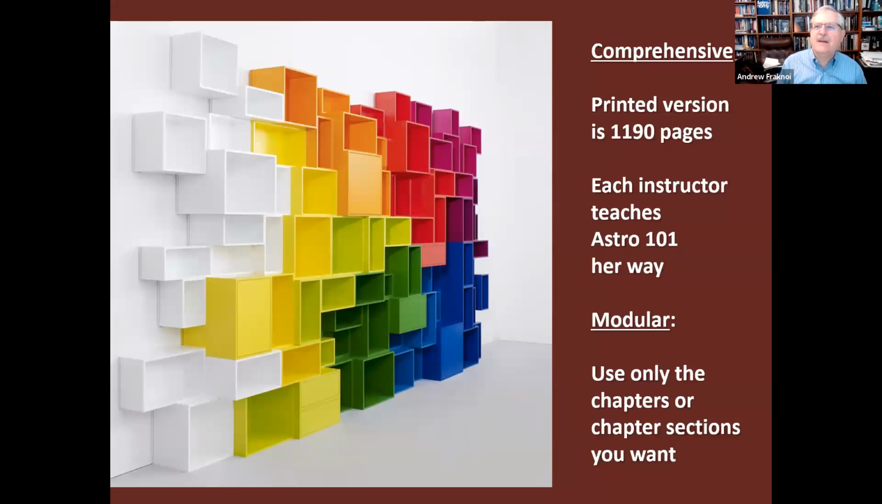We've also tried to make the book comprehensive, which means that the printed version is quite long. And the reason we've done this is that each instructor really teaches Astro 101 in her own way. We joke around that there are as many ways of teaching Astro 101 as there are instructors in the United States. But the nice thing about the electronic version is that it's completely modular. You can use only the chapters or the chapter sections you want. We've tried to make sure that chapters mostly stand on their own. And if they don't, we explain things that were in a previous chapter or refer back to where they can find that explanation.